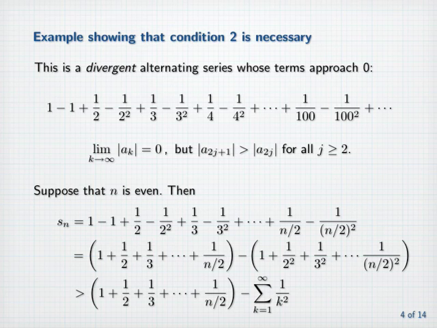On the other hand, the first group of terms is a partial sum of the divergent harmonic series, and so that group of terms tends to infinity as n goes to infinity. And so s_n approaches infinity as well.